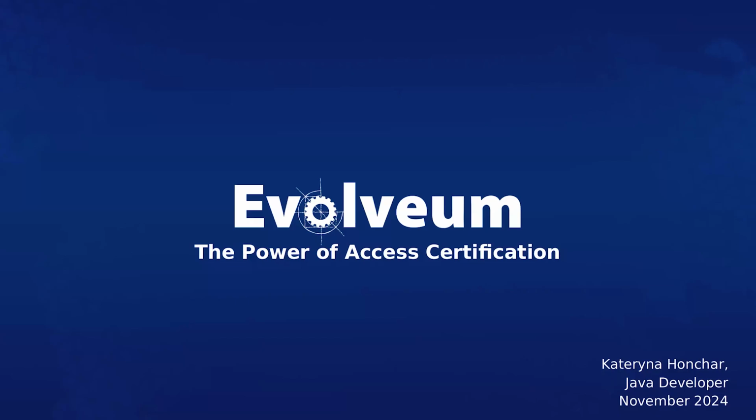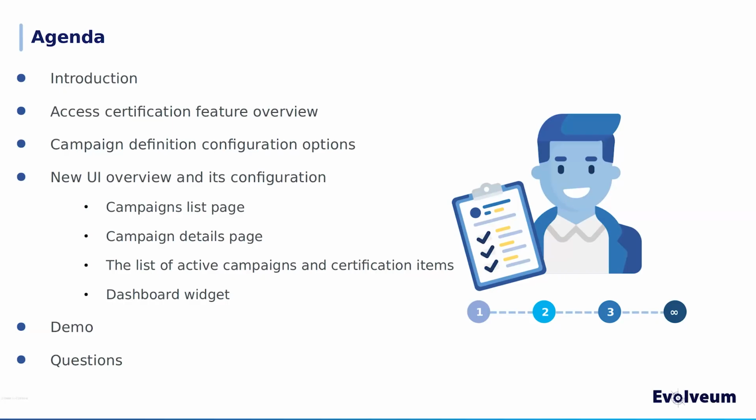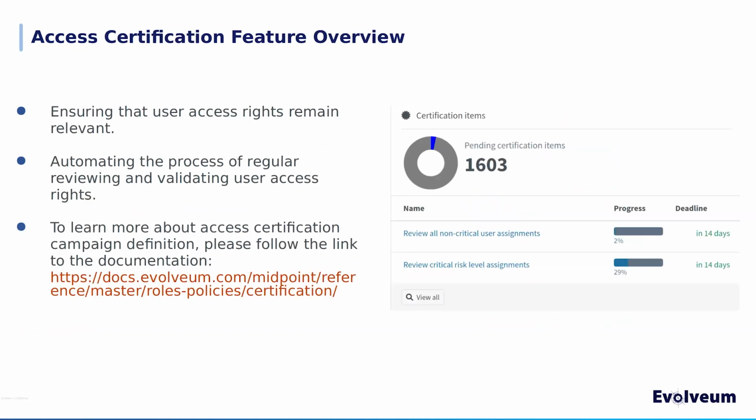So let me notify that during the webinar, I will work with midPoint version 4.9.1 snapshot. So all the presented functionality will be available starting from 4.9.1. So today we will have an overview of the access certification feature. Then we will talk about the new interface and configuration possibilities to make the interface more appropriate for your project. And the entire presentation will be accompanied by a feature demo. So let's start with the overview of the access certification feature.